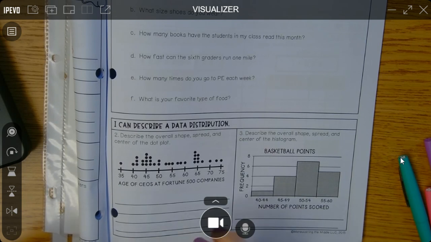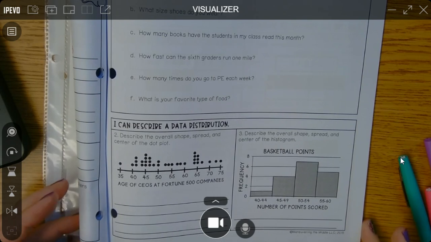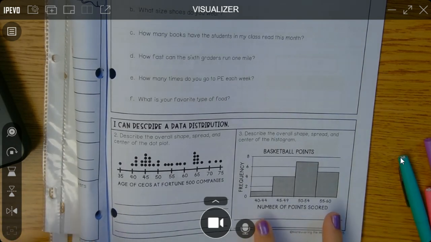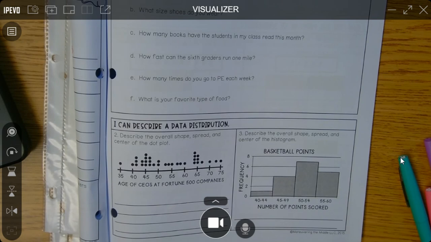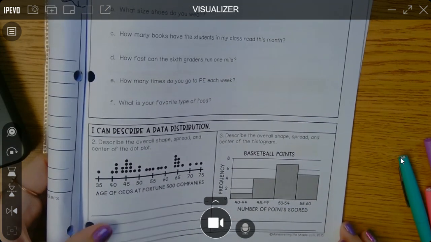So like this one, I could say it's exactly 40. Can I say the specific spread? No, but I can kind of generalize, right? It's from 40 to 60, so about 20, but we don't know precisely because what if the highest number here was actually 58 and the highest one in this section was actually 44? So you can't give a specific spread from a histogram, but you can give a general idea.